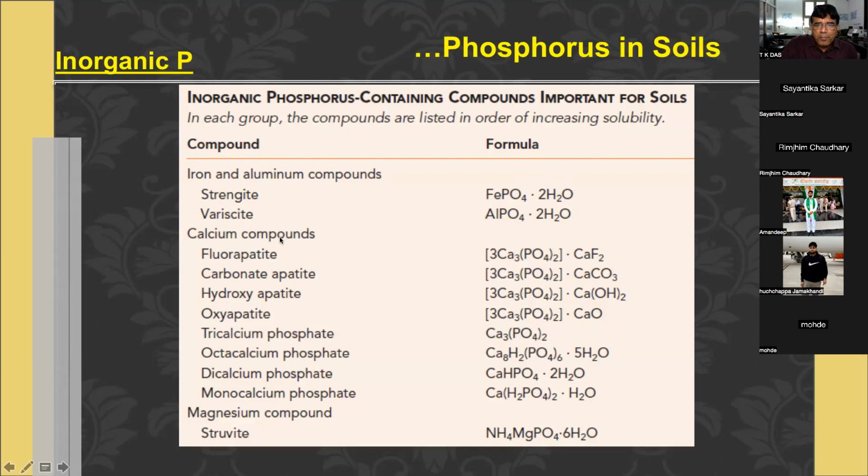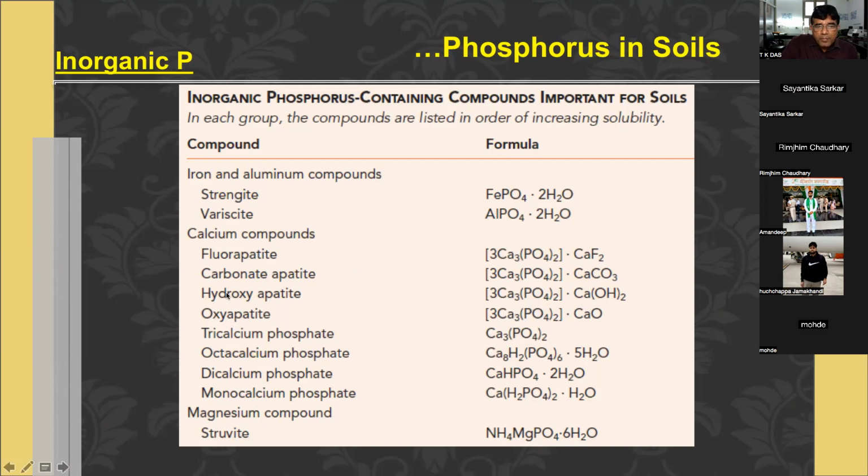And then the calcium compounds: fluorapatite, 3Ca3(PO4)2·CaF2. This fluorine means fluorapatite. They are found in rocks, or a kind of rock phosphate. You can call it rock phosphate also. So fluorapatite is from rock phosphate. And in apatite, you have at least 10 calcium.